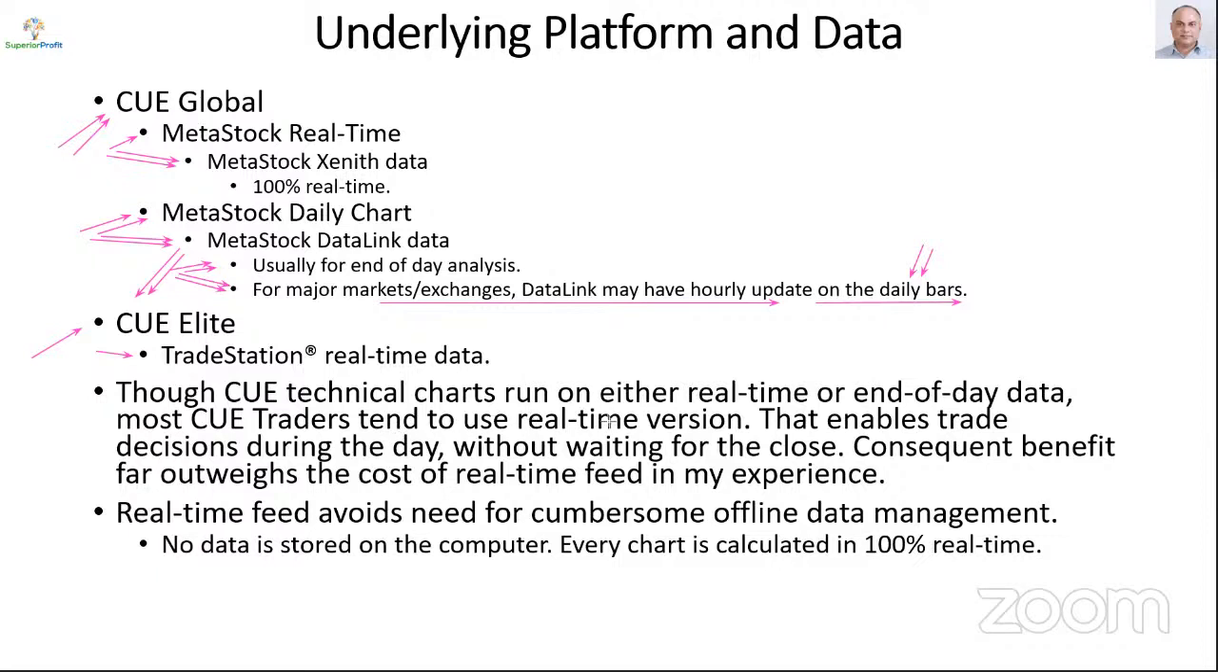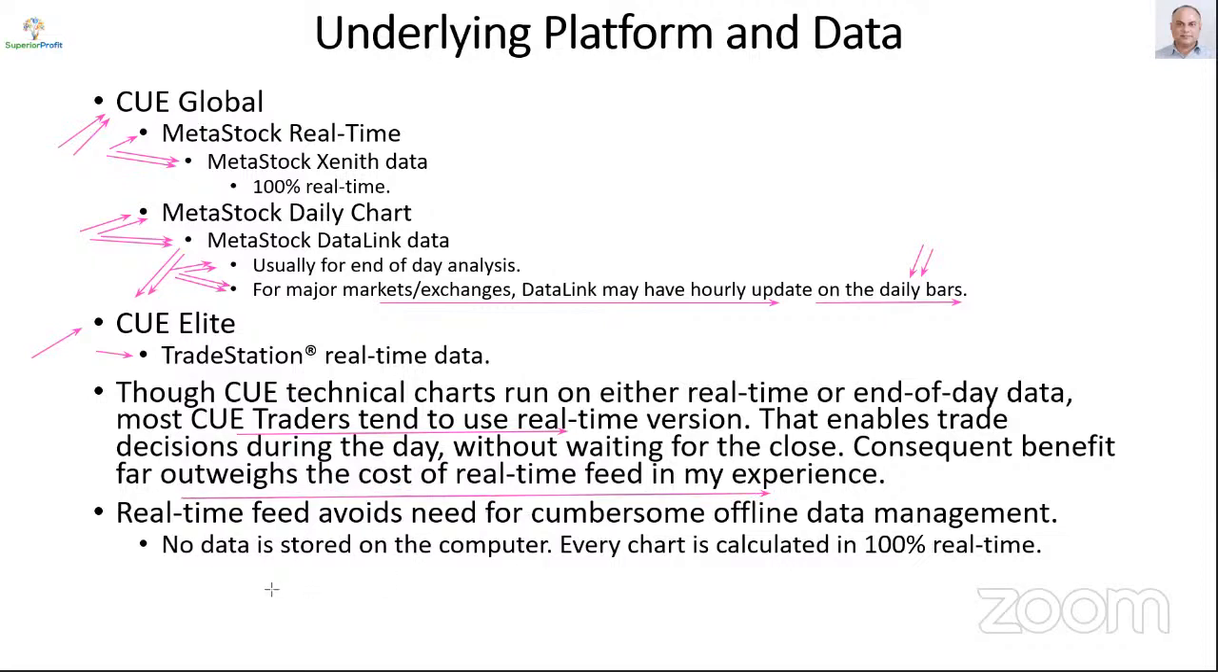Though Q technical charts run on either real-time or end of day data, in practice, most Q traders tend to use the real-time version that enables trade decisions during the day without waiting for the close. The consequent benefit far outweighs the cost of the real-time feed in my experience.